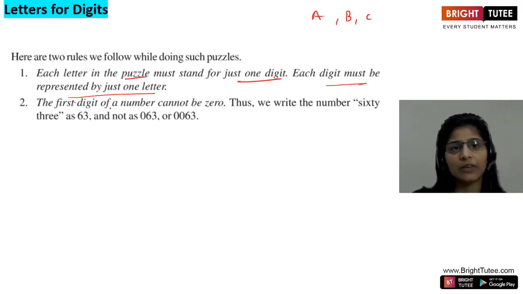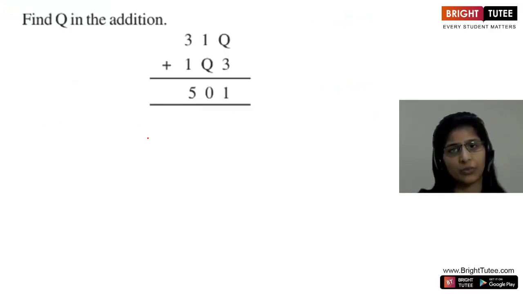Now, the first digit of a number cannot be 0. Definitely it cannot be. Thus, we write the number 63 as 63 and not as 063 or 0063. Clear? So, 0 should not be the first digit of any number. These are the 2 rules that you need to remember, and we are going to solve some questions.